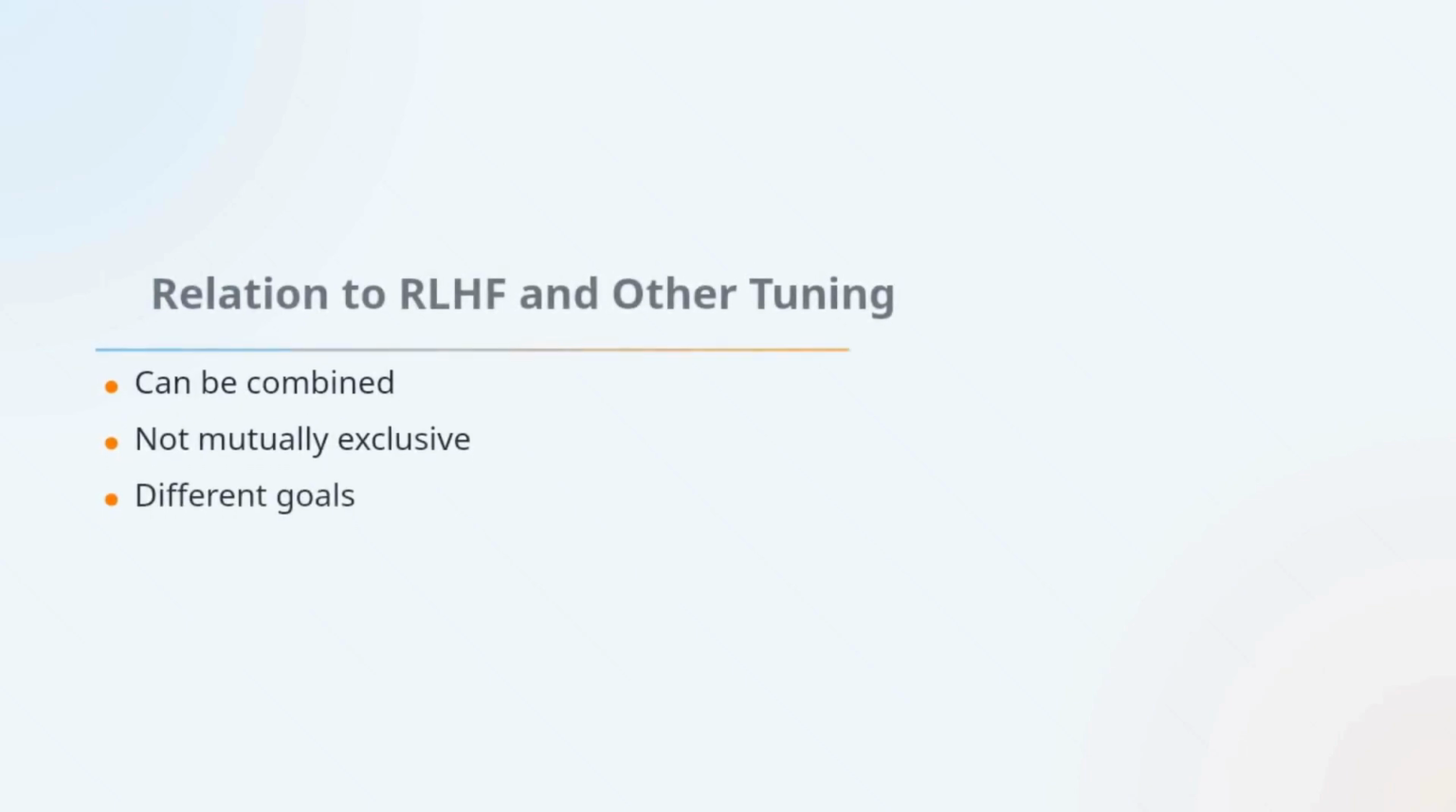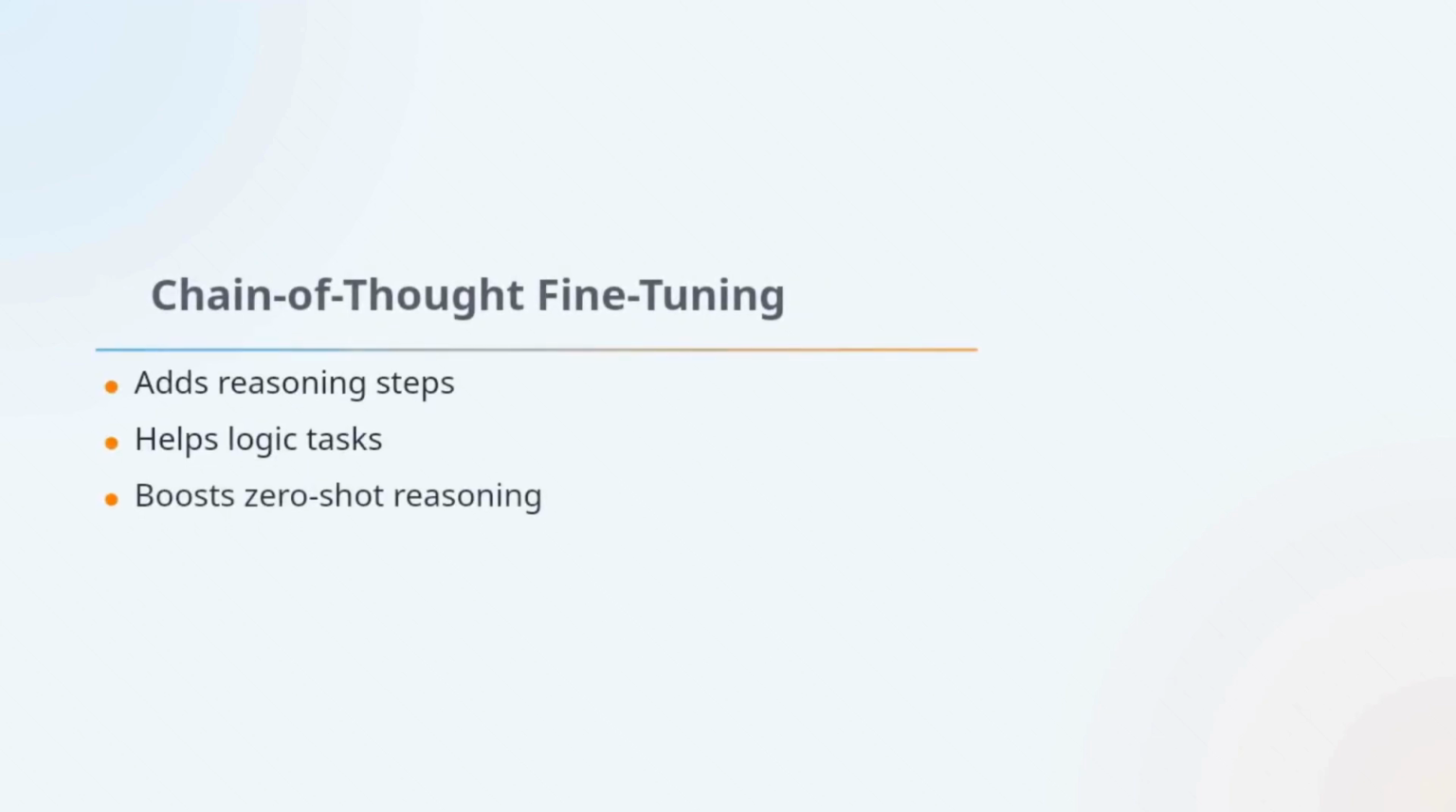Instruction tuning does not replace other methods. For example, chat models often use both instruction tuning and RLHF. Instruction tuning teaches the model to follow requests better, while RLHF is often used to improve qualities like helpfulness, honesty, or safety. Another important extension is chain of thought fine-tuning.